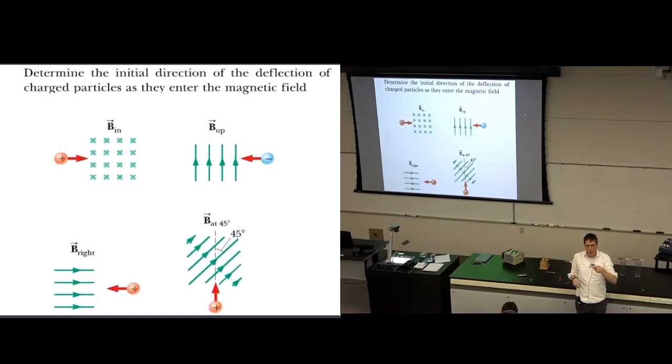If we want to show a field that goes into the screen, there's a convention that we've all agreed on in physics for that. The convention is crosses, these little crosses here, mean the field is going into the screen. So it's just an agreement, like north poles and south poles, like positive and negative charges. If we're all on the same page, we all agree that that's the field into the screen. If we had a field that came out of the screen, we'd show little dots. The little dots would show that the field is coming out of the screen.